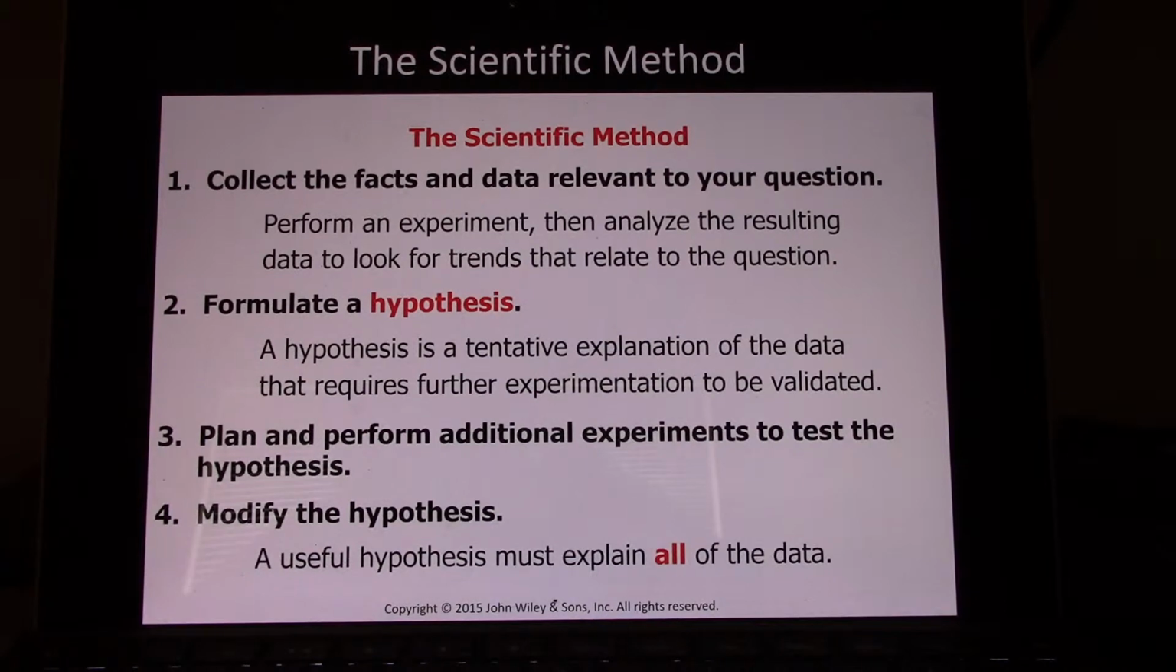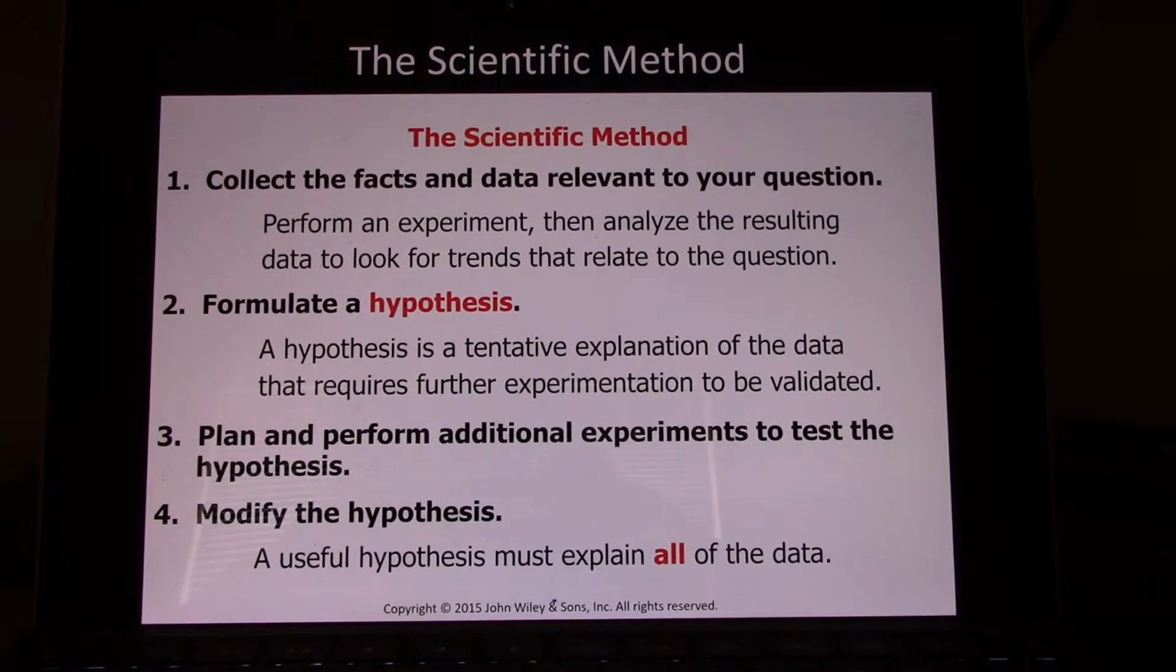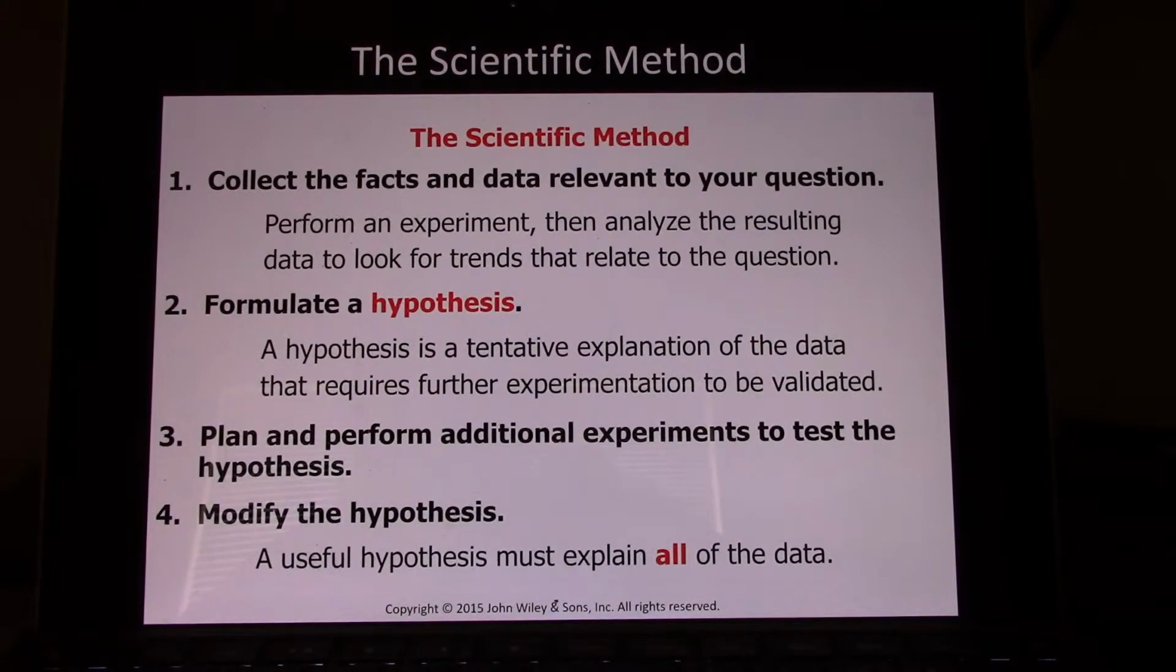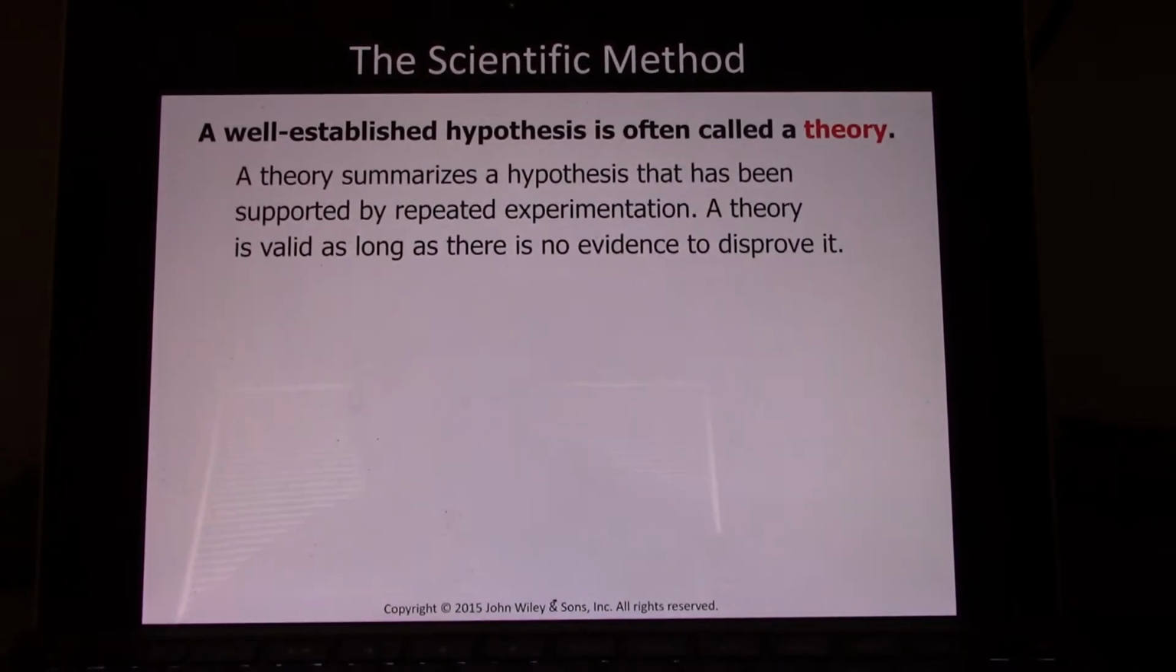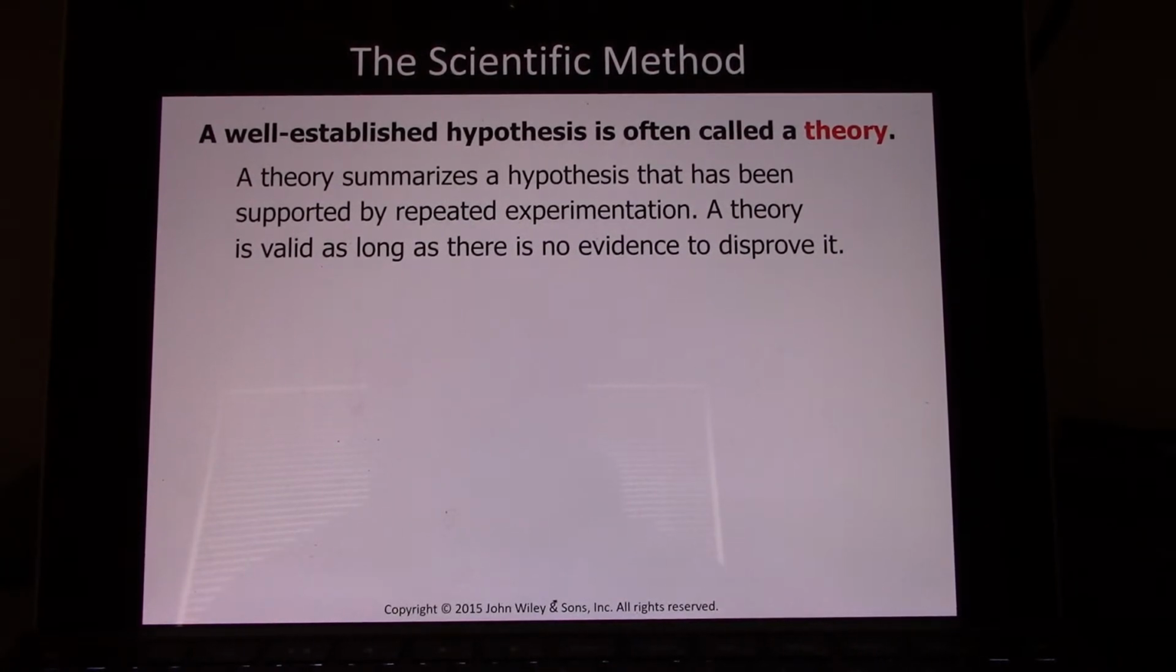And then we modify the hypothesis, because the hypothesis must explain every single piece of scientific data. If there's one piece of data that is not being accounted for by the evidence, then it's not a good hypothesis. A good hypothesis must explain literally every single piece of data that exists. Once all the evidence does support a hypothesis, it can become a theory.